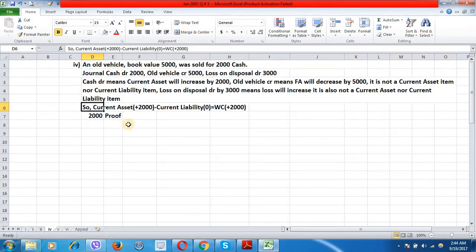So current asset will increase by 2,000, so here it is plus 2,000 minus current liability. There is no effect in current liability, that's why 0. So overall effect on working capital is that it will increase by 2,000. You can check it here. 2,000 minus 0 equals 2,000 net increase in working capital.